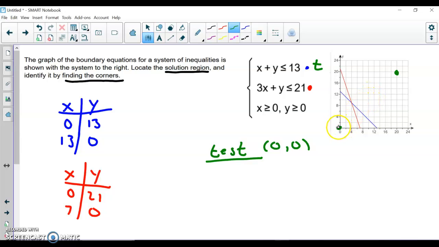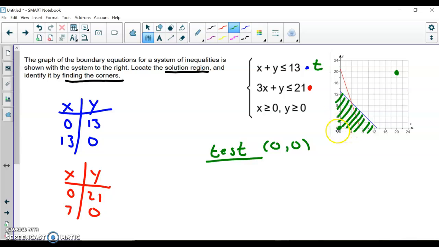On this side of the line where I plugged in 0, 0, I'm getting true statements. That means this is the side of the blue line that I care about. Over here, since this was false, that would tell me this is the side I don't want. Now, you typically aren't going to plug in something like 20, 20. 0, 0 is always a good, easy number to use. In this case, we plugged in 0, 0. It was true, so we shaded the side.